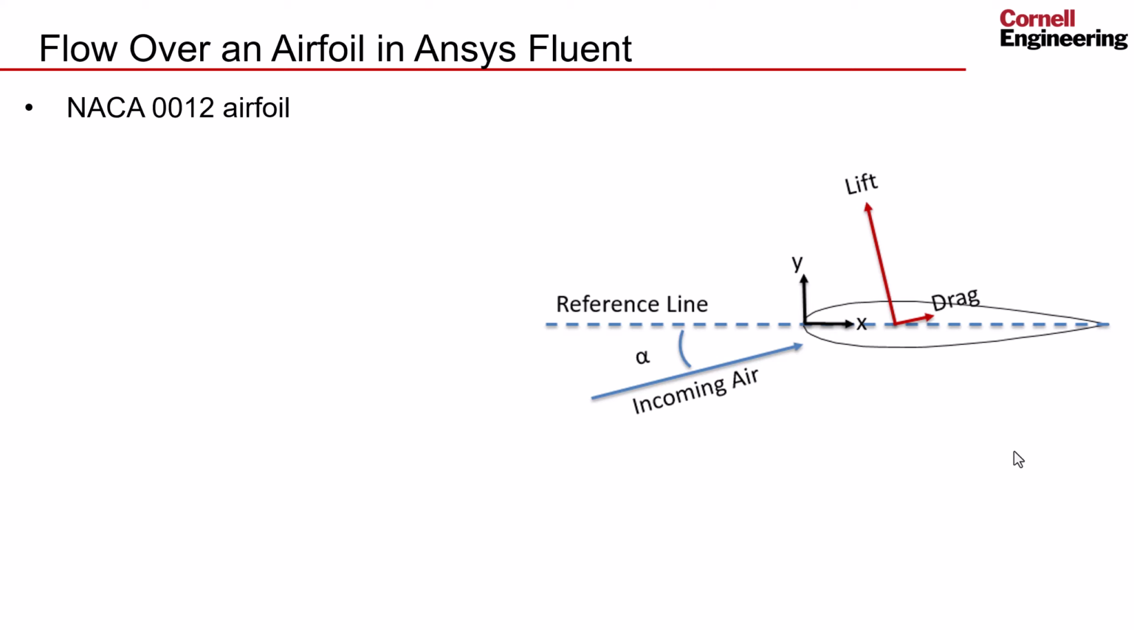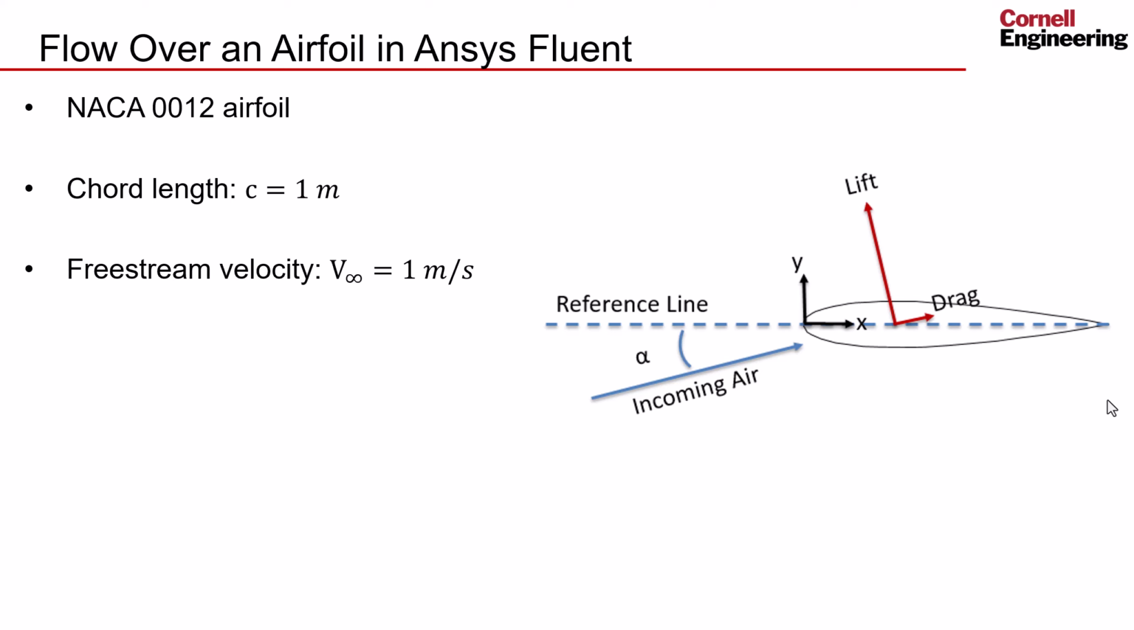We will be investigating the symmetric NACA 0012 airfoil for the simulation. We will use a chord length of 1 meter. This is the length from the leading edge to the trailing edge. The free stream velocity will be 1 meter per second, and the angle of attack, alpha, will be 6 degrees. This is the angle between the chord line and the free stream velocity vector.